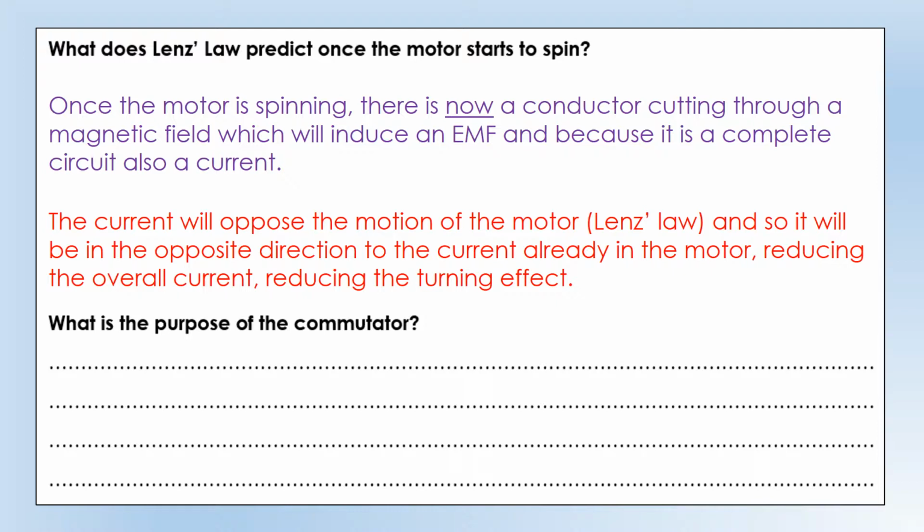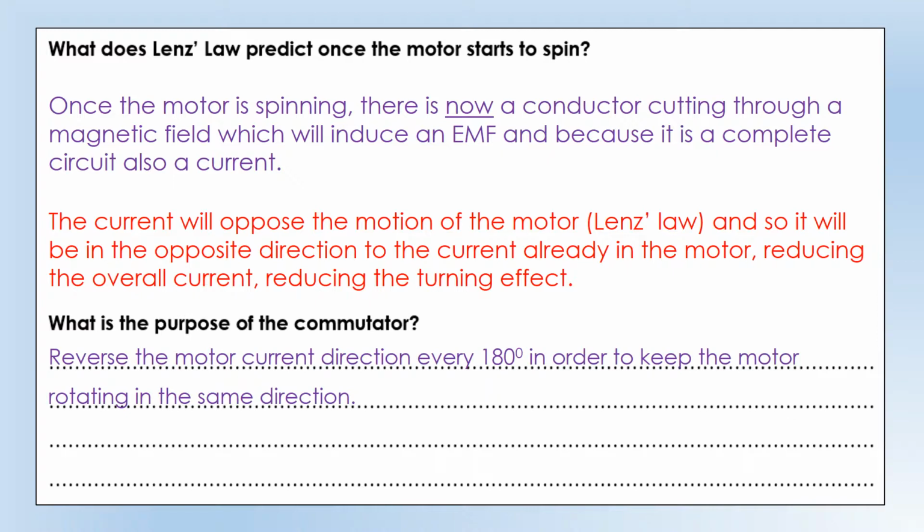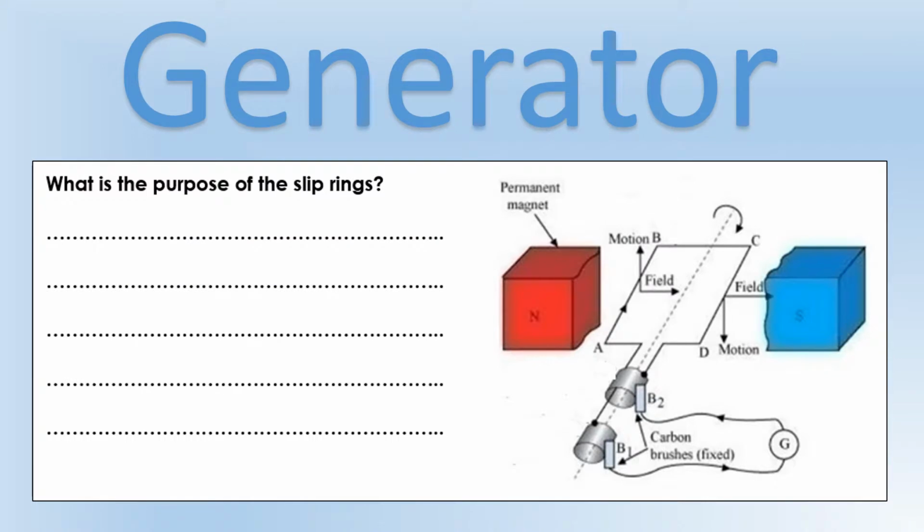So just a quick reminder, because we're going to have a similar type device for a generator. What was the purpose of the commutator? Well, it was there to reverse the motor current direction every 180 degrees in order to keep the motor rotating in the same direction. So that was the purpose of the commutator. So let's now look at a generator, and we'll see how it's different. So a generator has these devices at the bottom called slip rings. So you can see it's these cylindrical type things at the bottom. So they have a different function to the commutator, even though they look quite similar.